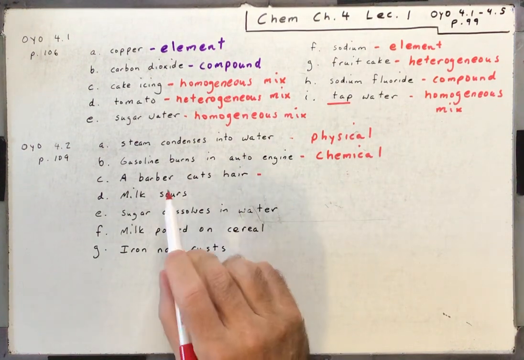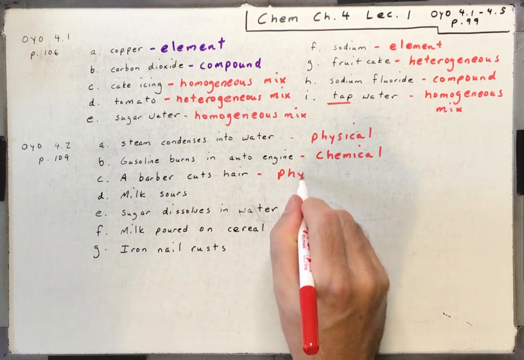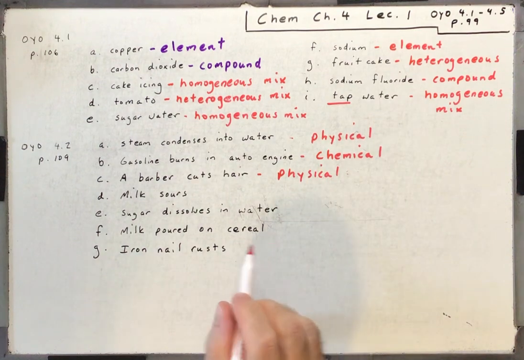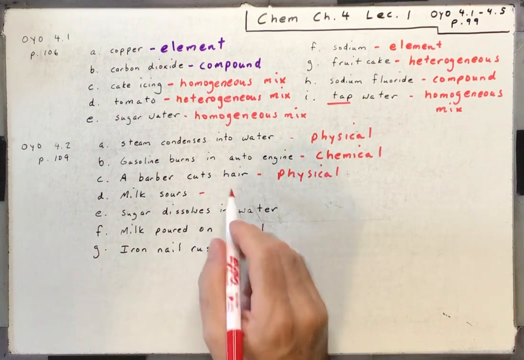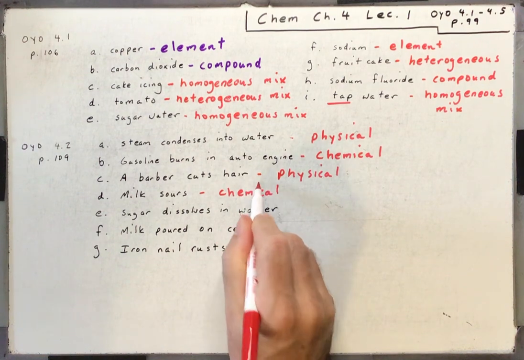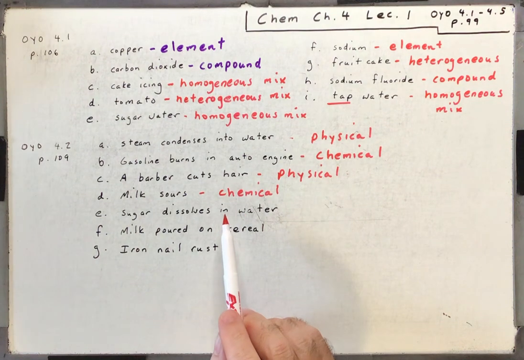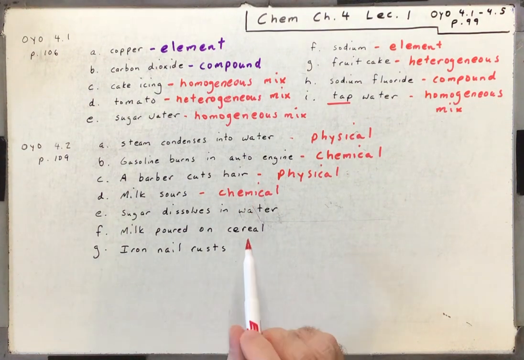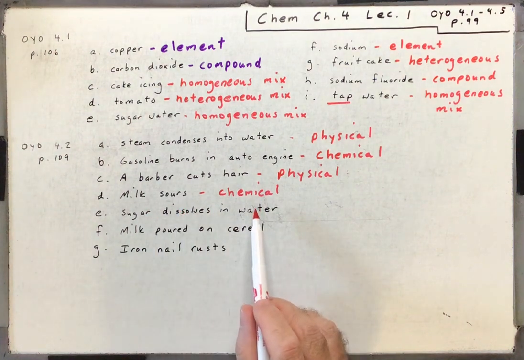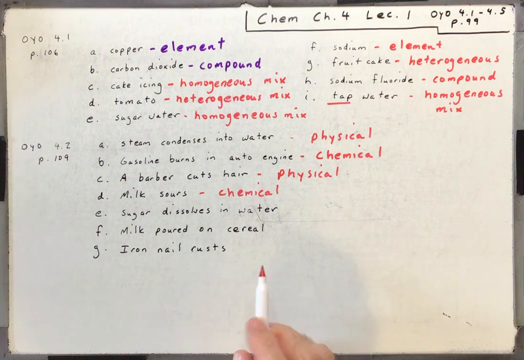All right, a barber cuts hair. Well, it's still hair, it's just shorter. So that's a physical change. Milk sours, well, that's a chemical process. So the milk turns into something else through the process of digestion by bacteria. So milk souring, and you get the bad smell and a bad taste, but it's becoming something other than milk.